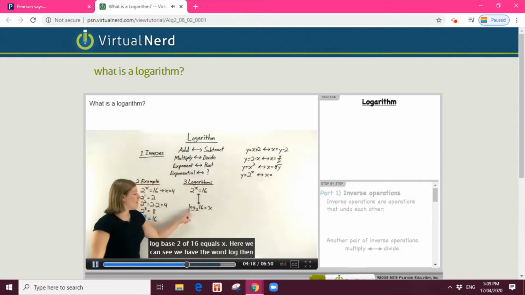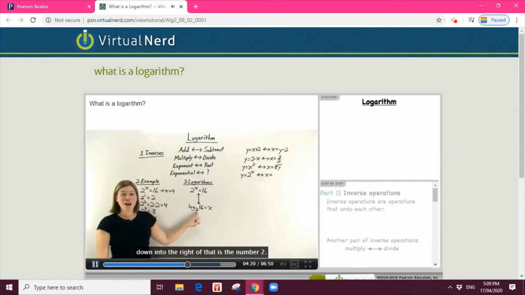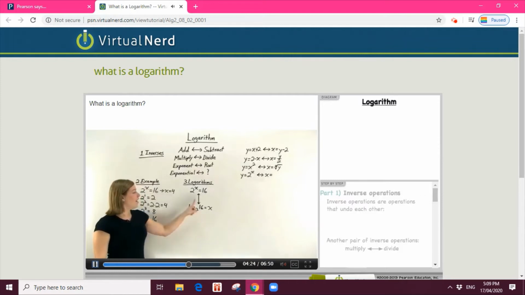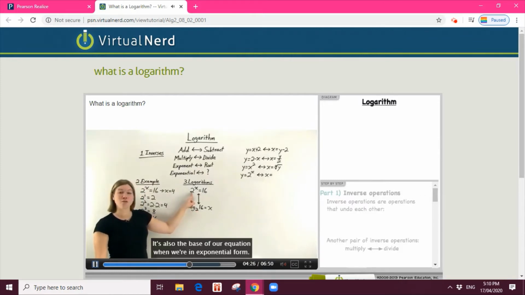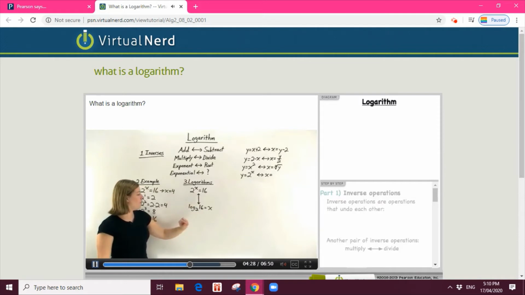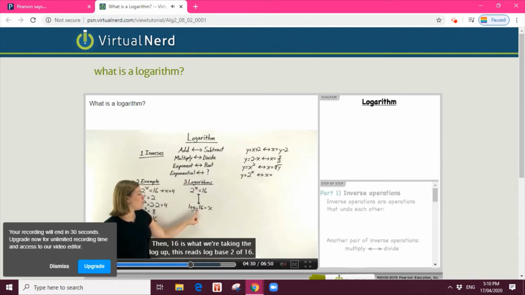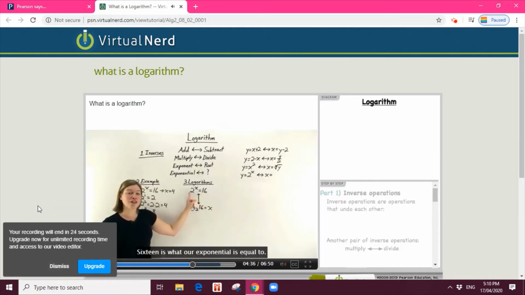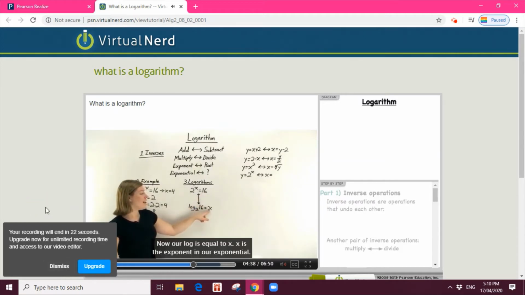Here we can see we have the word log. Then down and to the right of that is the number 2. 2 is the base of the log. It's also the base of our equation when we're in exponential form. Then 16 is what we're taking the log of. This reads log base 2 of 16. 16 is what our exponential is equal to. Now our log is equal to x. X is the exponent in our exponential.